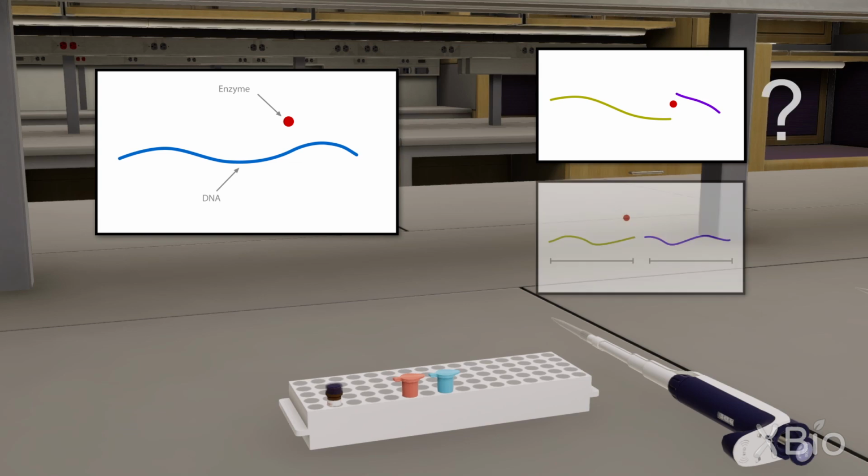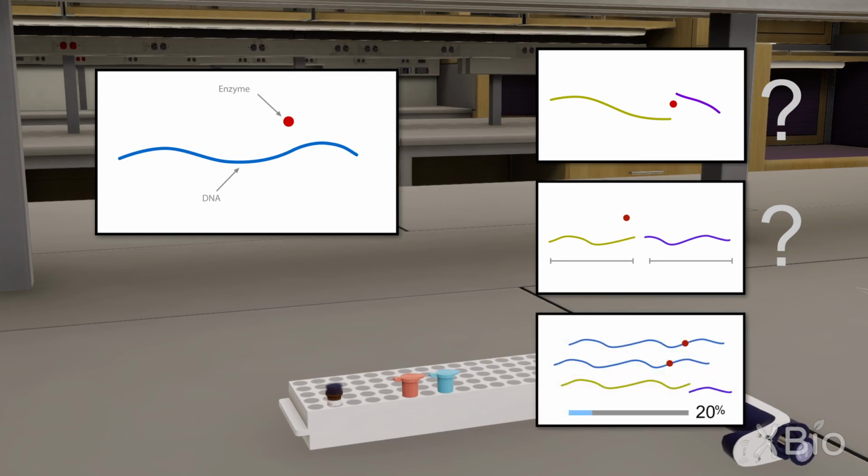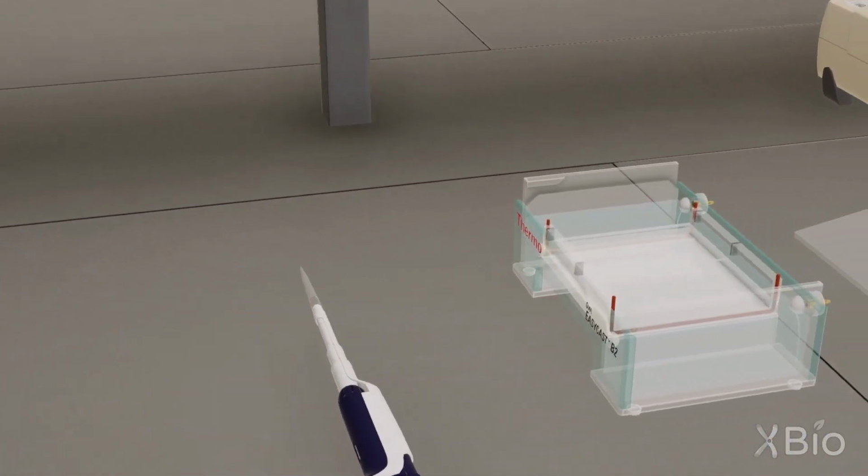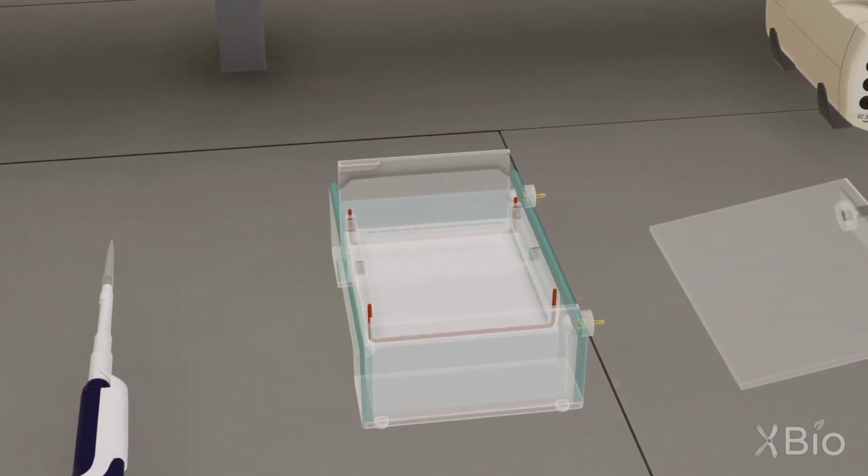Did the enzyme cut at the expected location? Did the reaction go to completion? Typically, we would use gel electrophoresis to find out. Gel electrophoresis is one of the best and most widely used techniques for characterizing biomolecules.